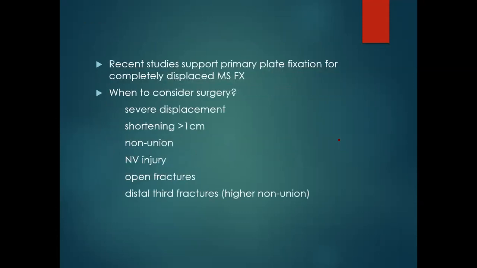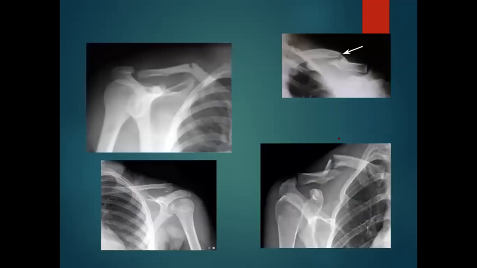So recent studies support a primary role of fixation for completely displaced fractures. When to consider surgery: severe displacement. So if those two fragments of clavicle are in different zip codes, you may want to get ortho on board. If there's more than 1 centimeter of shortening, if the fragments aren't touching at all, if there's tenting of the skin, if there's an open fracture, or if it's the distal third, so the outer portion near the acromion is fractured, then we really want to think about that.